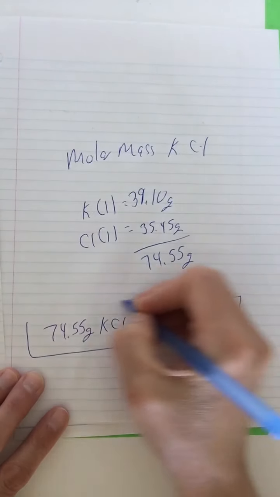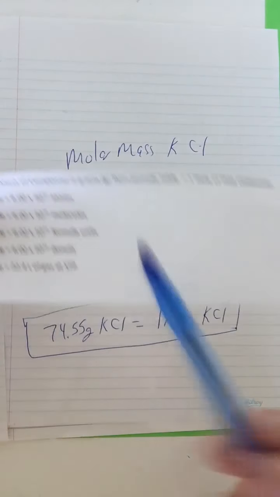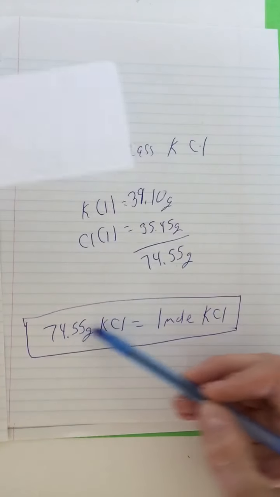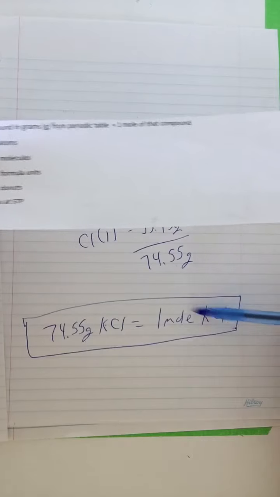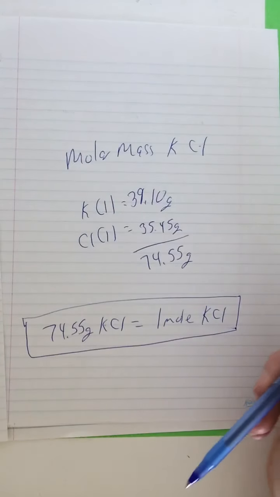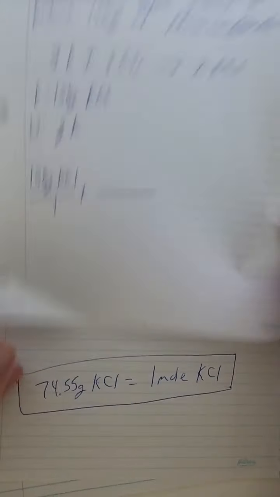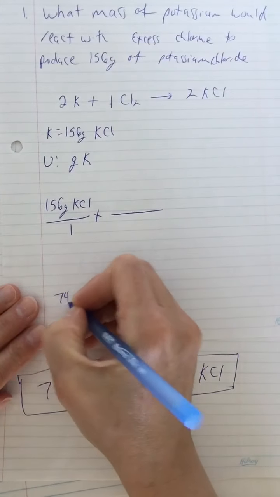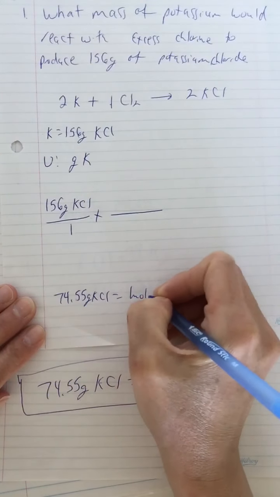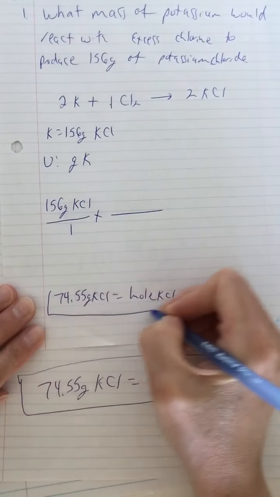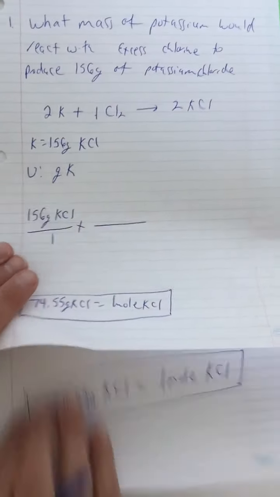That is a bunk bed pair or conversion factor. And it's this top one right here. The molar mass of a compound from the periodic table, which we just solved, is equal to 1 mole of that compound. So this is a conversion factor. We just solved it. I'm going to write it down here so you can just see it on the same page. So I didn't do anything different. I just wrote it down so we could see it. So we can get rid of this scrap.